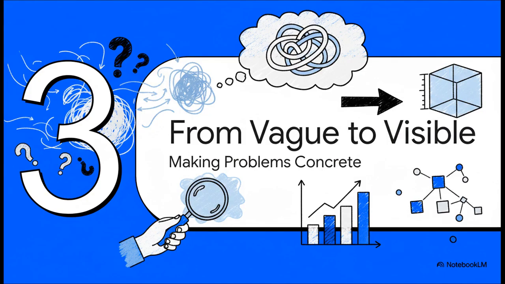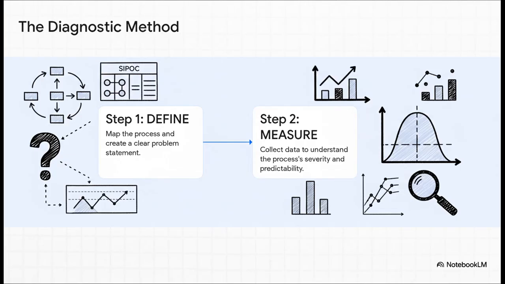So, let's step back for a second and see what we've done. Through these first two phases, we have systematically taken a frustrating, invisible problem and made it totally visible and concrete. We've moved from a vague feeling of, "this is broken," to a sharp, data-backed diagnosis. And the diagnostic method itself is simple, and it's repeatable. Step 1, define. You map the process and you nail down a clear problem statement. Step 2, measure. You collect real data and you focus not just on the average, but critically on the variance to understand how predictable or how chaotic your process really is.